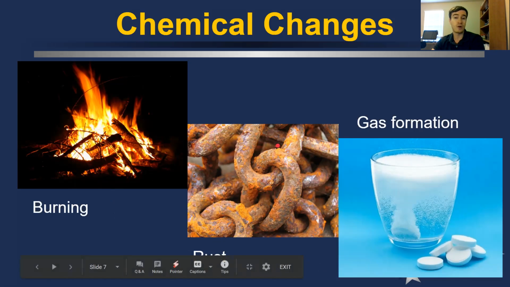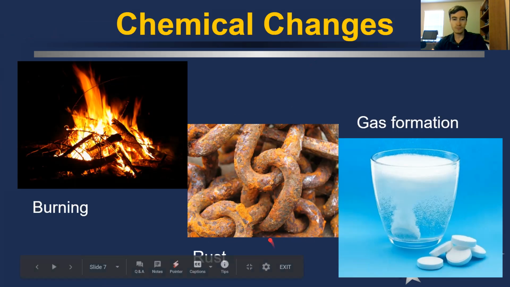I mentioned rust earlier, so all of this brown stuff on this chain right here is iron oxide. So the iron has chemically changed into this new compound. Normally, like we talked about earlier, some of the physical properties of metal are that it's shiny, a lot of times it's silver, and it's very strong. Iron oxide, on the other hand, is very brittle and flaky, and it's this brown color. So we have a color change, and we have a change of properties, which means that a chemical change has gone on.